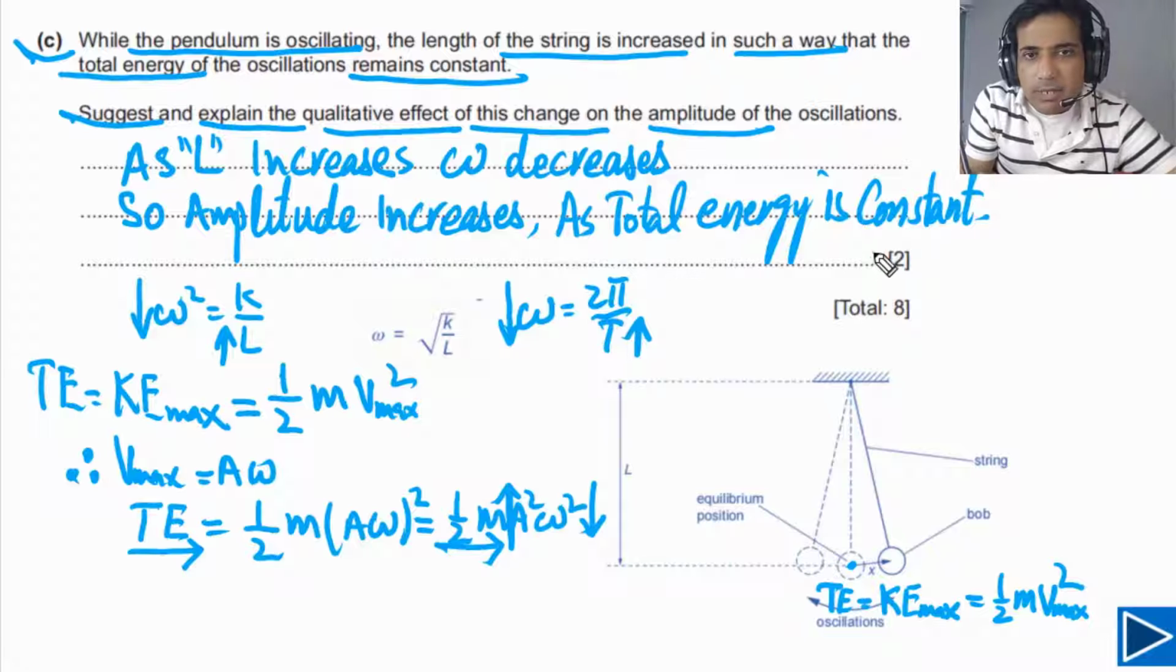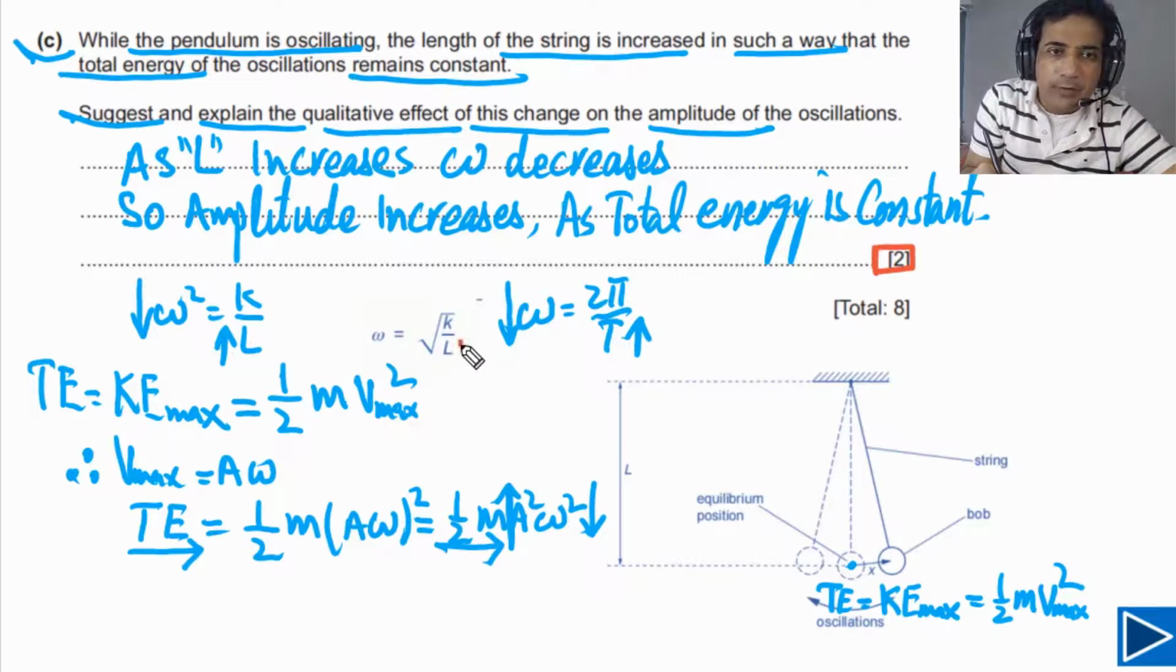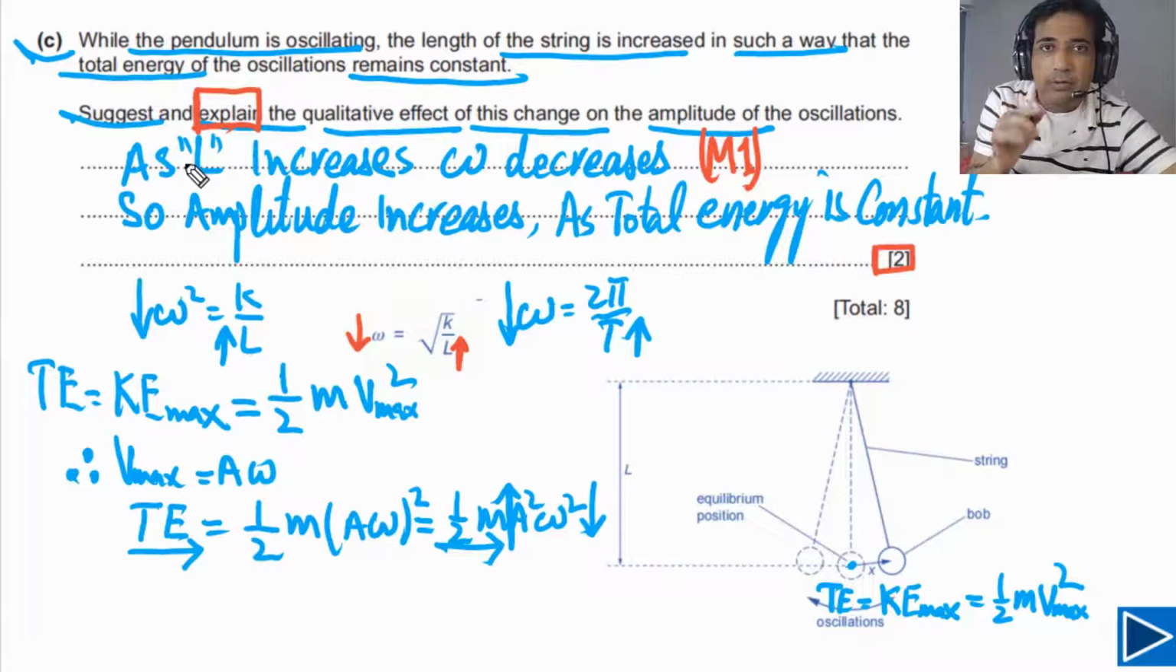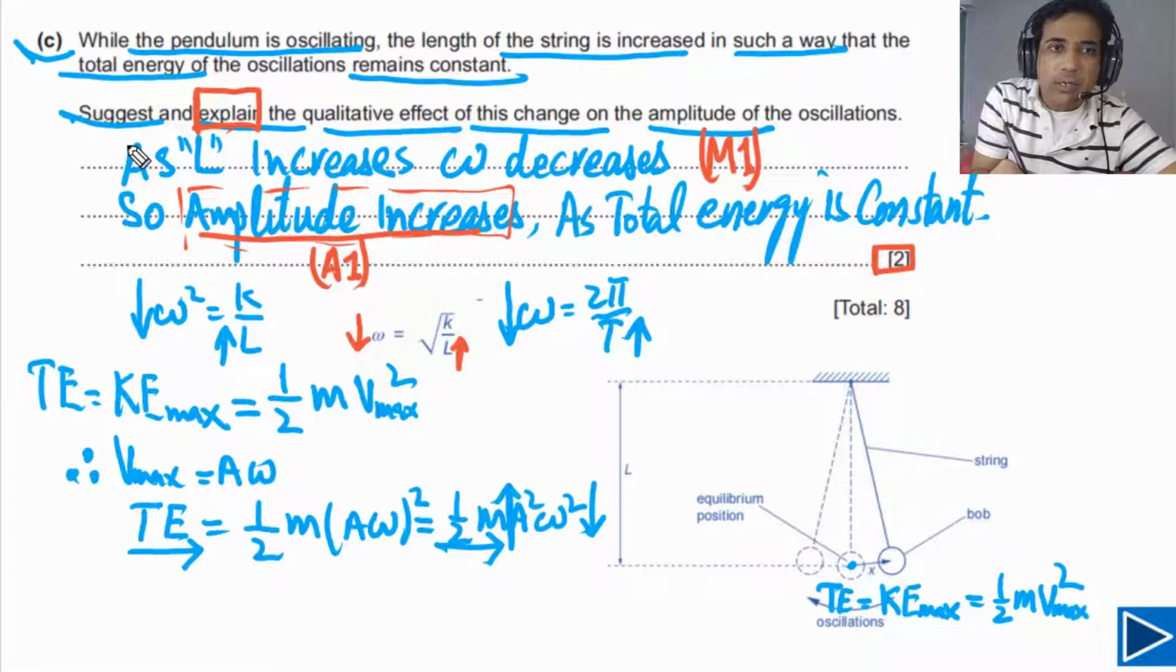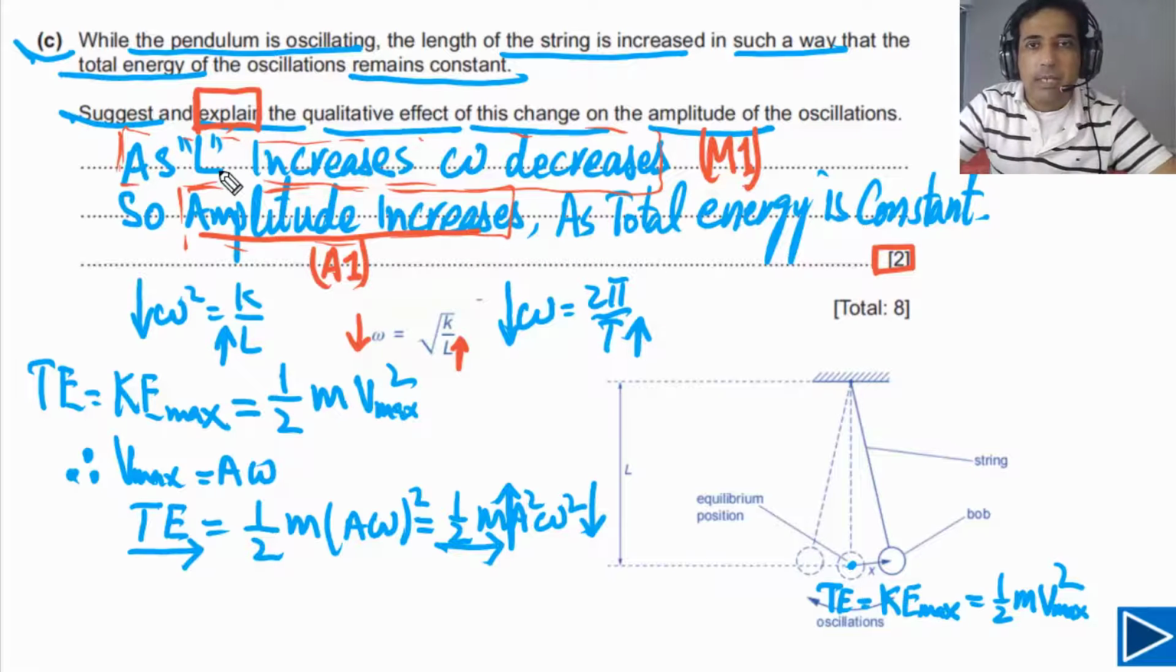This question has 2 marks. You will get the first mark if you have written as L increases, omega decreases. You will get 1 mark, and that is M mark. Means this point has to be in your answer. Then this is the explanation, so it has to be in your answer. Otherwise you will not get any mark for this question. And the second mark is answer mark. If you have written amplitude increases, you will get the second mark, and this is answer mark. So you have to write down the statement. This one is the statement and this one is the explanation. So if you write both of them, you will get 2 marks.